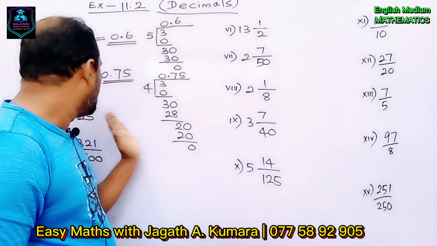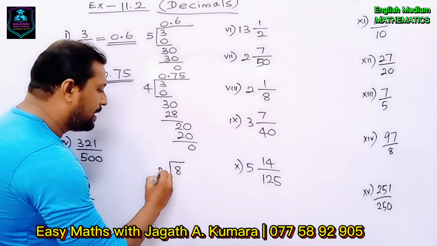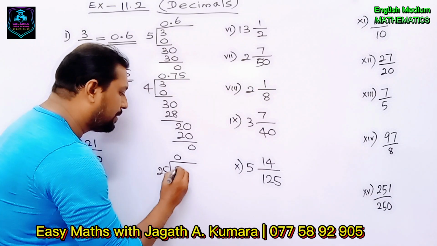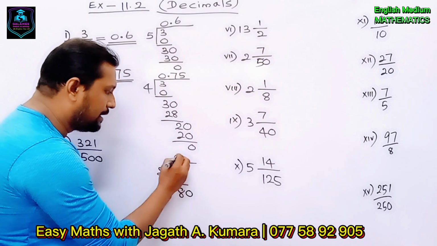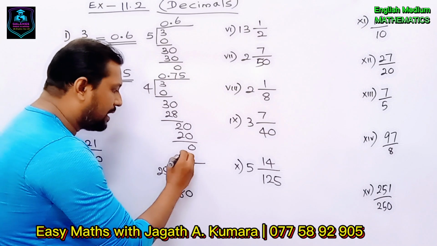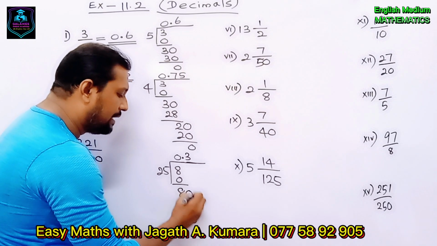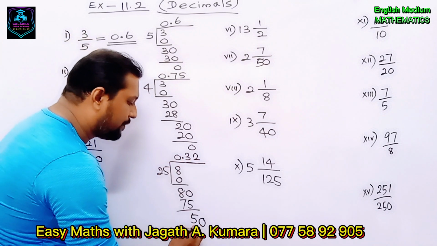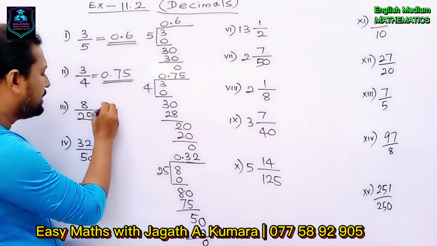The third part is given 8 over 25. 8 I can divide by 25. 8 divided by 25, 0. 0 times 25, 0. Remaining 8. Then there are no digits here, so you can put an additional 0 and keep the decimal point. 80 divided by 25. The answer is 3. 3 times 25, 75. Remaining 5. Then another 0 you can put. 50 divided by 25, 2. 2 times 25, 50. 50 minus 50, 0. So the answer is 0.32.